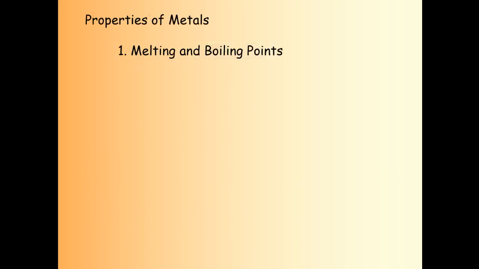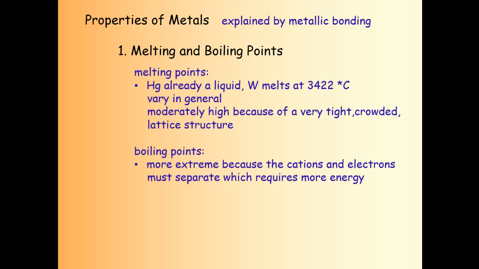Now, that electron sea contributes to the properties of the metals and explains the metallic bonding. The melting and boiling points of the metals are generally kind of high. Mercury is already a liquid, so it doesn't really have a melting point, but tungsten, with the symbol W, melts at 3,422 degrees Celsius. In general, the melting and boiling points are going to vary, and that's dependent on the number of electrons that you have in that electron sea.